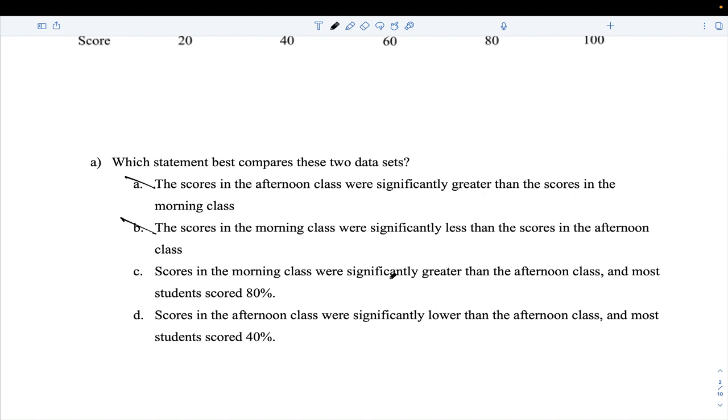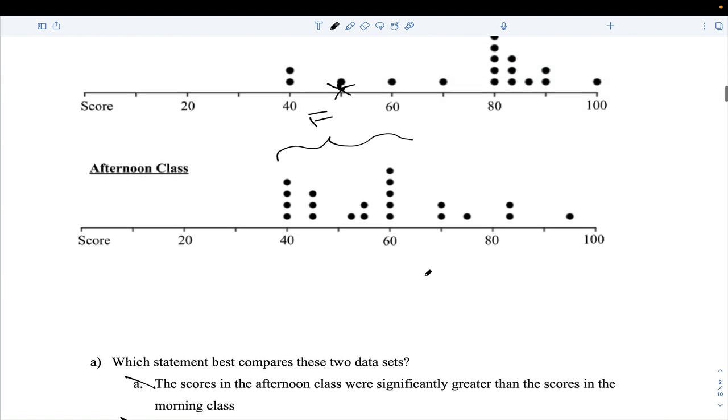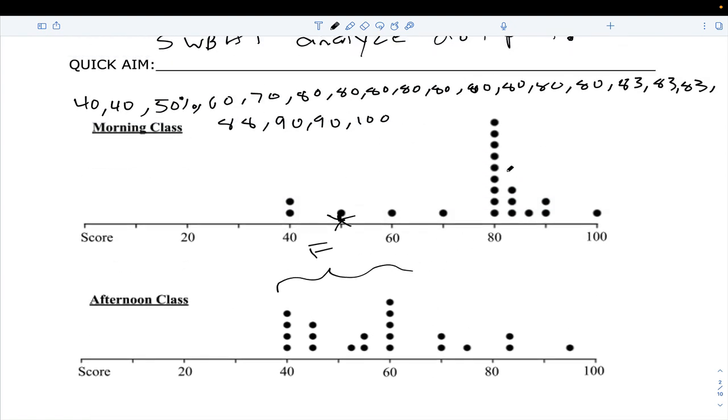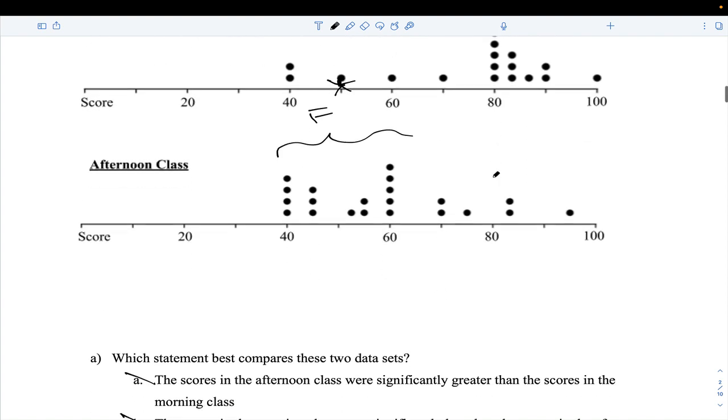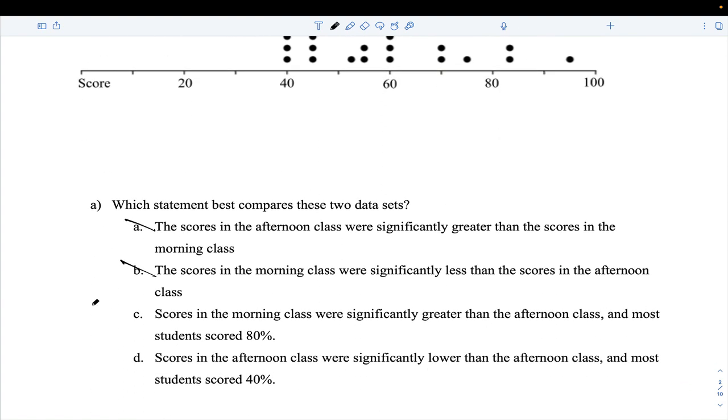Read C for me, Corbin. The scores in the morning class were significantly greater than the afternoon class. Was the morning greater than the afternoon? Thumb up or thumb down? That looks like we are pretty set. C is correct. That's true.